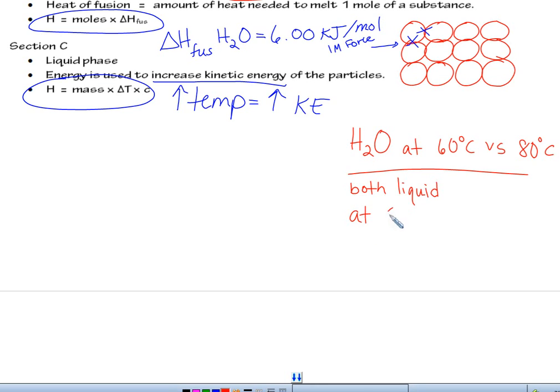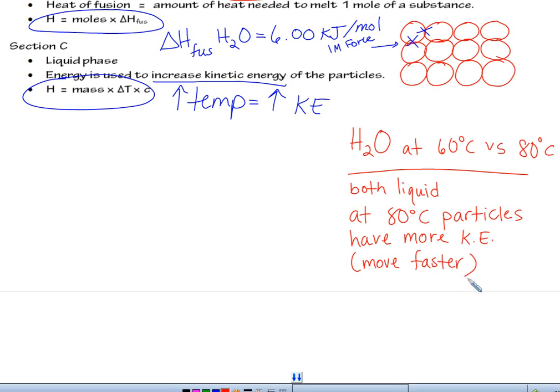At 80 degrees Celsius, particles have more kinetic energy. Or you could say they move faster. The particles have more movement. They're still liquid, they're just dancing around a little bit faster. Oh, I kind of remember that.